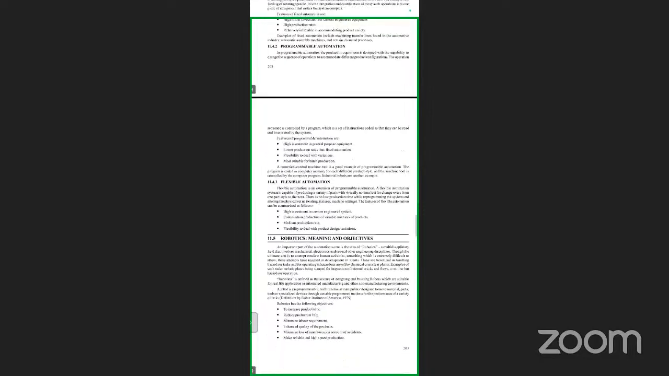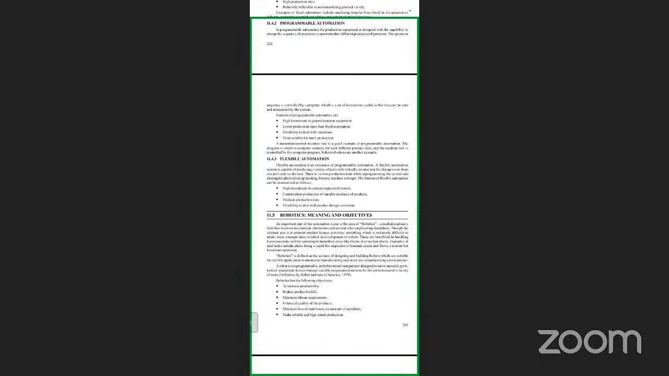And when we talk about flexible automation, it can be moved or kept or done virtually or online also. And here, high investment in custom engineered systems, continuous production of variable mixtures of products, and medium production rate. Flexibility to deal with product design variations.